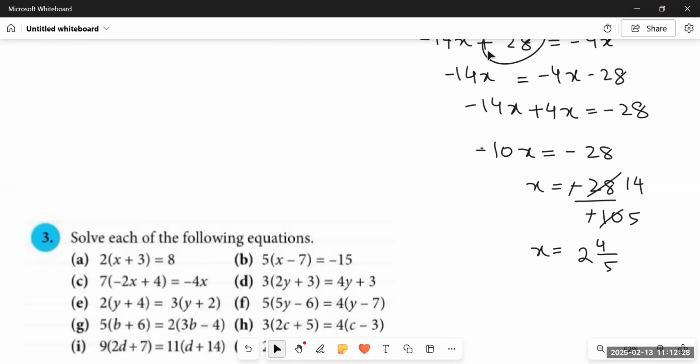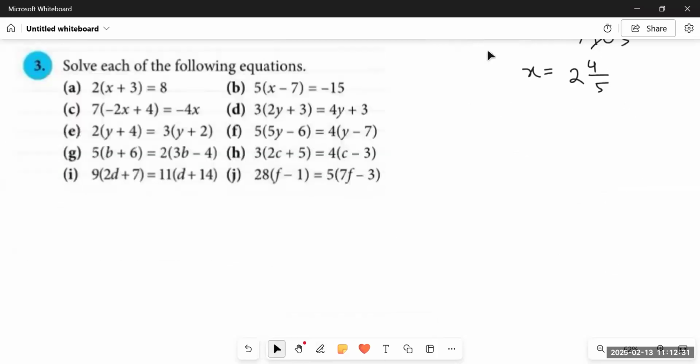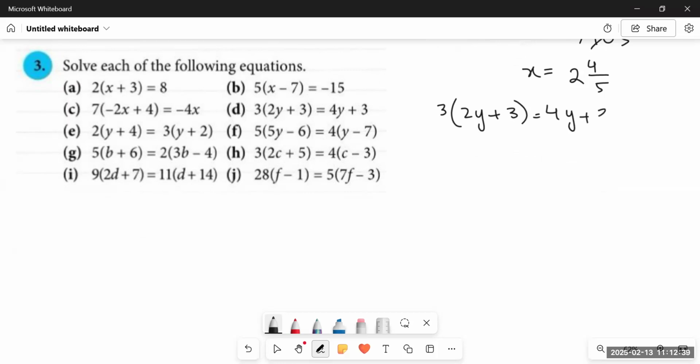This is how we have to solve these questions. Let's do a few more. 3 bracket 2y plus 3 is equals to 4y plus 3. 3 2s are 6, it would be 6y. 3 threes are 9, plus 9 is equals to 4y plus 3. Now this question is the same as we have done in question number 2.